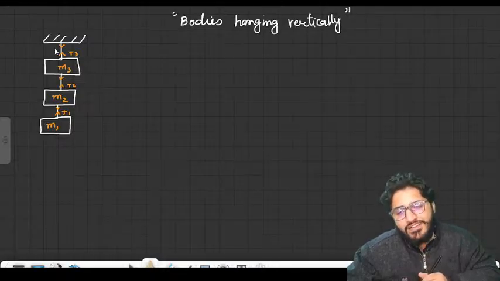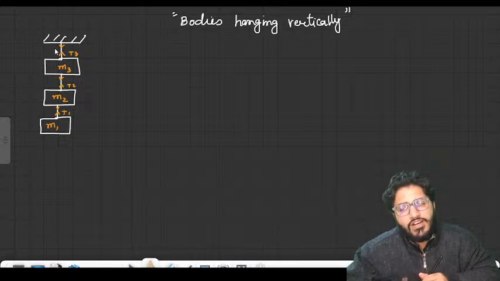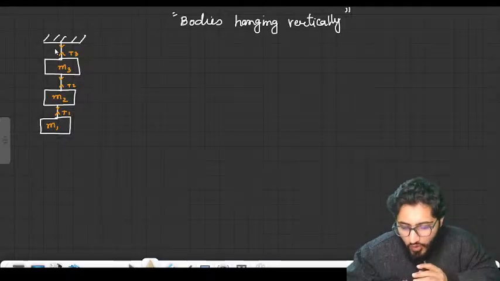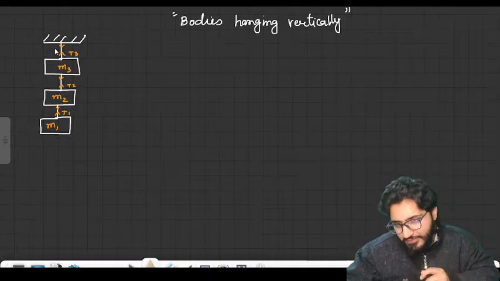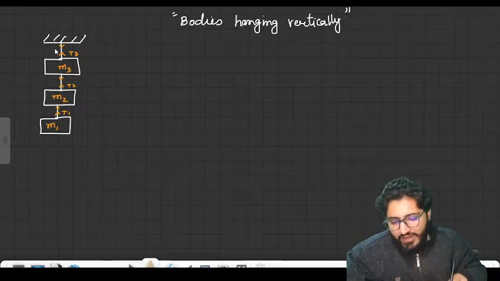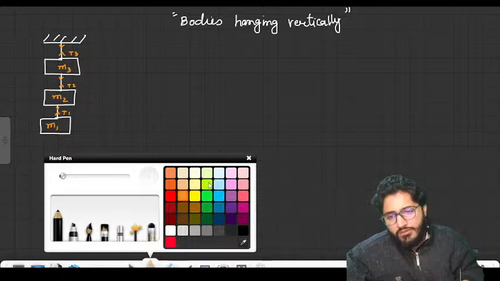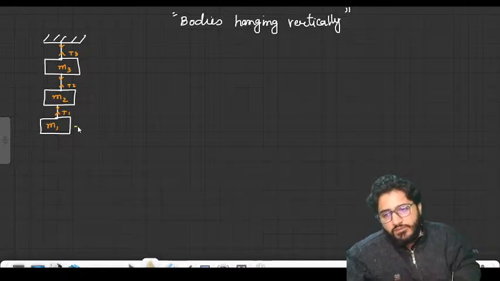There won't be any acceleration now. Why? Because they are connected with one another, so acceleration is 0. So first of all, I will make the FBD. Take this one, this one.